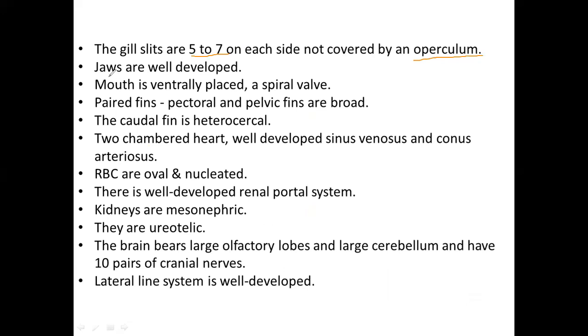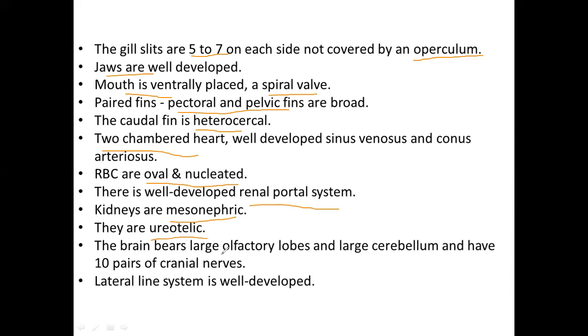Coming to the jaws, they are well developed, the mouth is ventrally placed, and a spiral valve is present. Pectoral and pelvic fins are present, which are broad, and the caudal fin is generally heterocercal. They have a two-chambered heart, and sinus venosus and conus arteriosus are also present. The RBCs are oval and nucleated, they have a renal portal system, and the kidneys are mesonephric, excreting urea, so they are ureotelic.